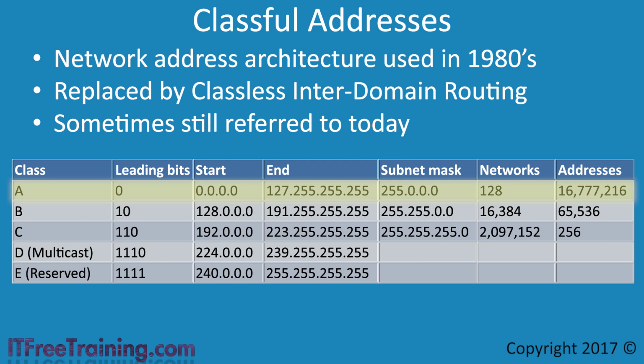The first class is Class A. An IP address that is Class A is identified by its first bit being 0. This essentially means any IP address from 0.0.0.0 to 127.255.255.255. When classful networking was used, a default subnet mask was assigned to it. In the case of a Class A, this is 255.0.0.0. This means that there were 128 Class A networks, but each network had over 16 million addresses.